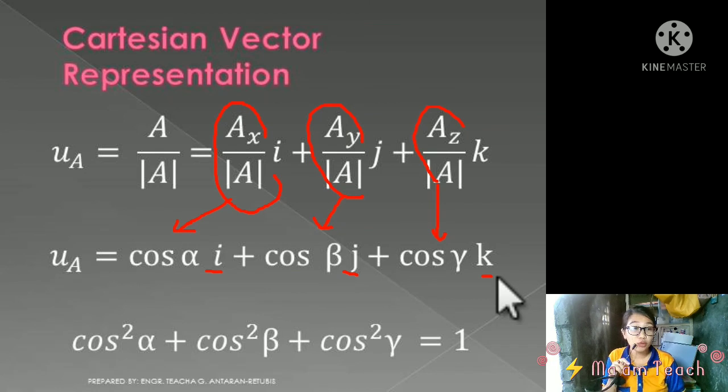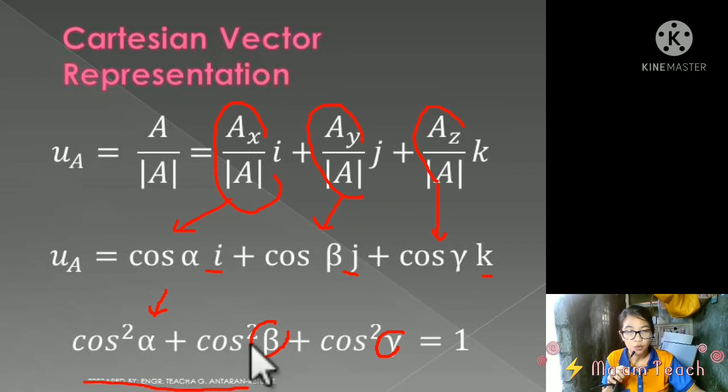Now, how are we going to solve this? Let's say, for example, you are given two directions. Let's say you are given beta and gamma, but you are asked to solve for alpha. You don't know this. How are you going to solve it? You have here the expression, class, that cosine squared of alpha plus cosine squared of beta plus cosine squared of gamma is equal to 1. Which means you may be able to solve for the value of alpha if you are given the two values of beta and gamma.